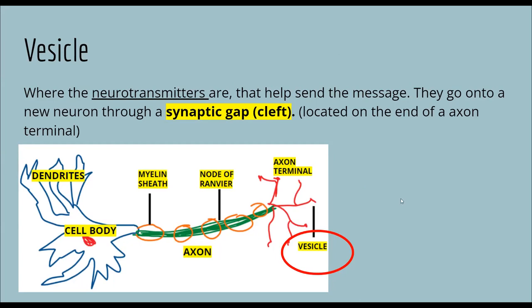The vesicles, these are where the neurotransmitters are. We're going to talk more about them in a second, that send the message. And these neurotransmitters go on to a new neuron through a synaptic gap or cleft. Usually it's called gap though. And it's located on the end of the axon terminal. So never do these directly touch. They just have a small gap that's called a synaptic gap. That's how the neurons send their messages to each other.